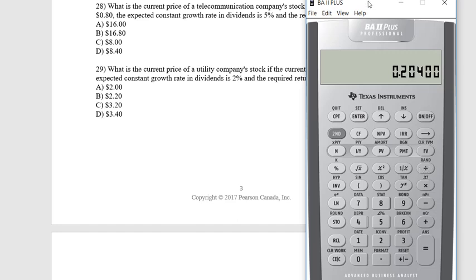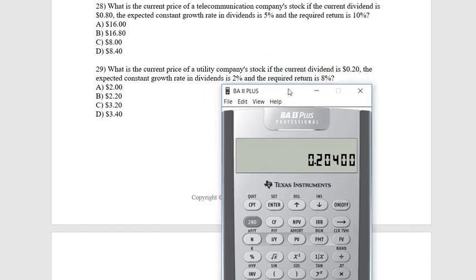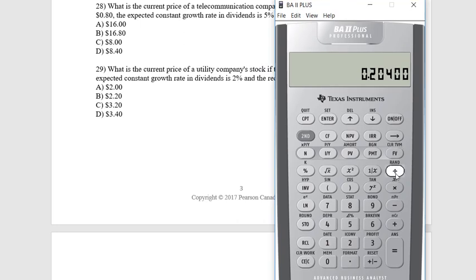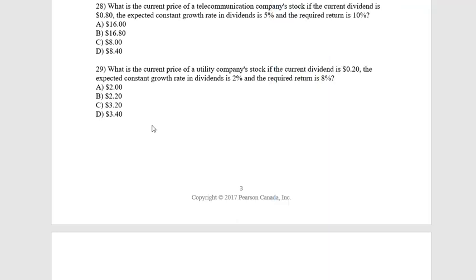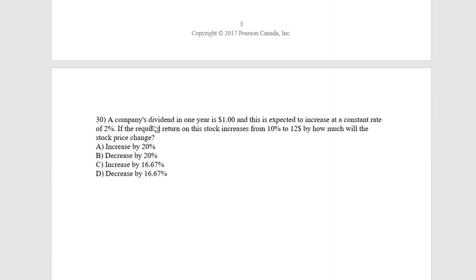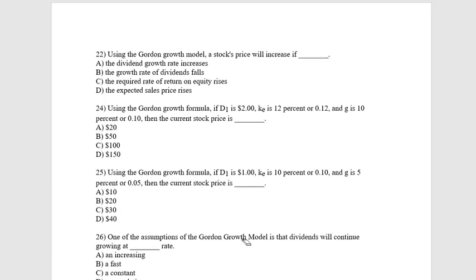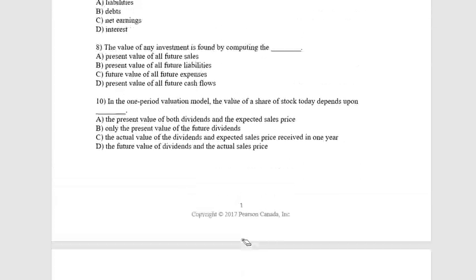Divide by K minus G, just a quick look. Our K is 8%, G is 2%, so we're just going to divide by 0.06, and we've got the right answer, D, $3.40. Okay, so that's it for this video. That was just a quick review of stock valuation using the one-period model and the constant growth model, and that's it. So thank you very much.